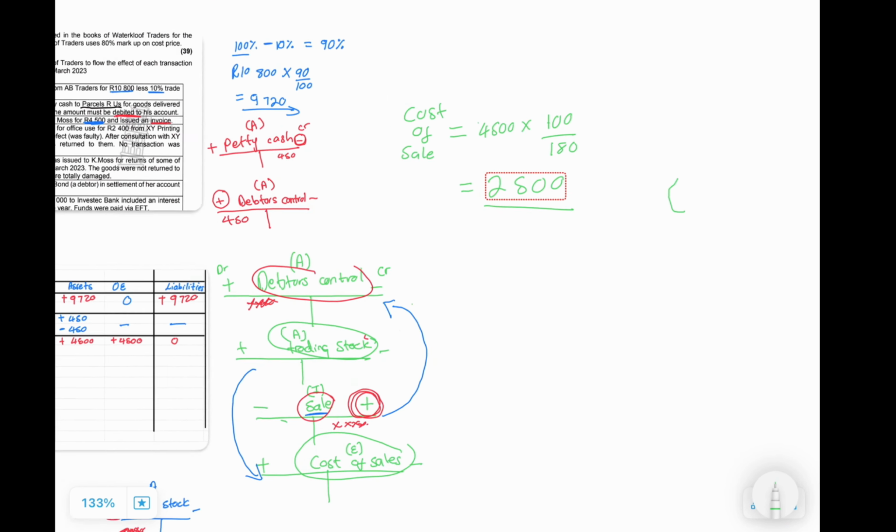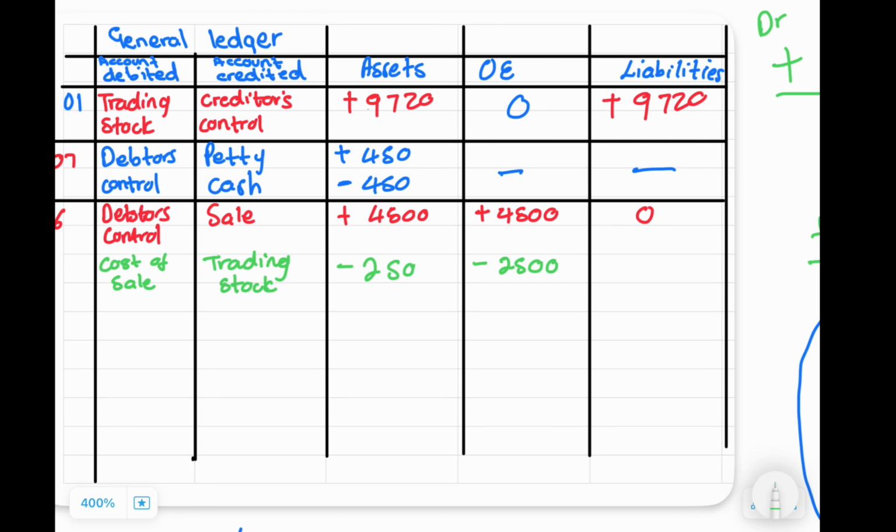And then trading stock account is actually an asset account. So what is happening to our trading stock? It is decreasing since we sold goods, okay, or we sold trading stock, so it is going to be minus 2,500.